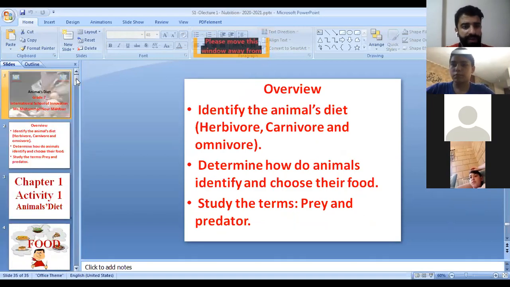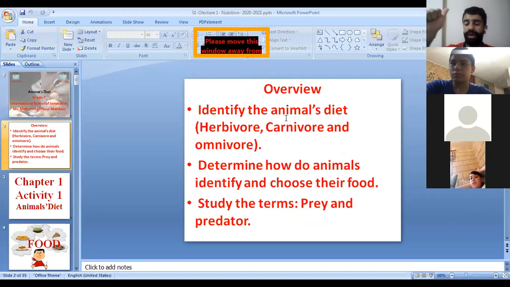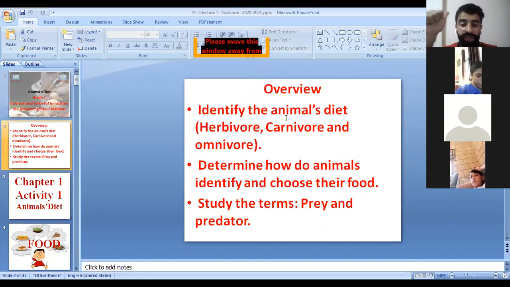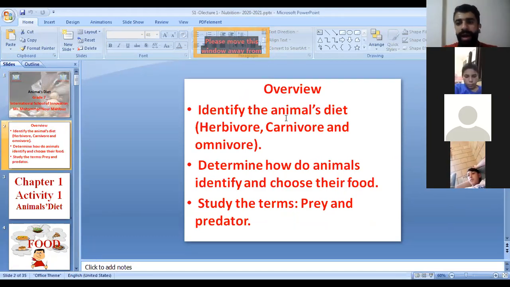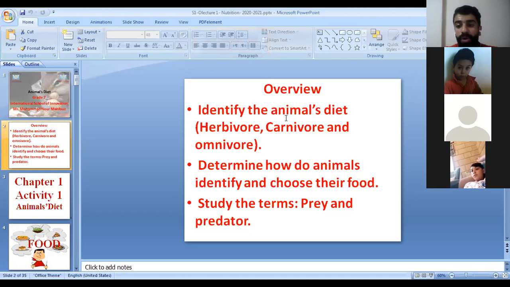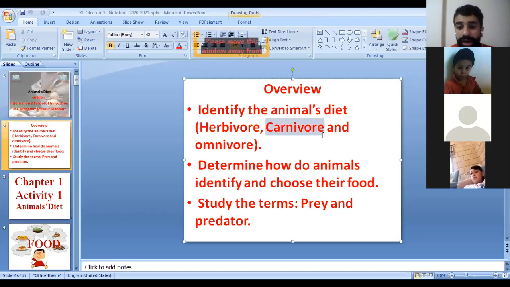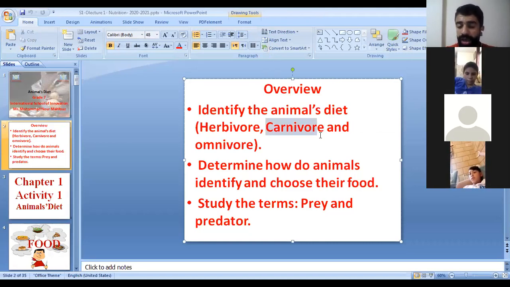Let's make a quick revision. You have to know that we have different animal diets. A herbivore is the animal that feeds on food of plant origin only, like the horse and the rabbit. An omnivore is the animal that feeds on both food of plant and of animal origin. A carnivore feeds only on food of animal origin, like the lion, the cheetah, and the tiger.